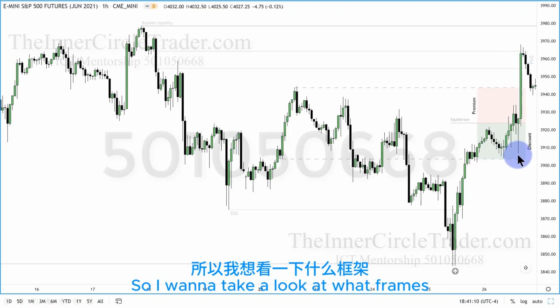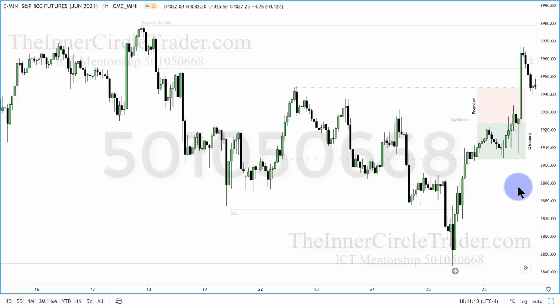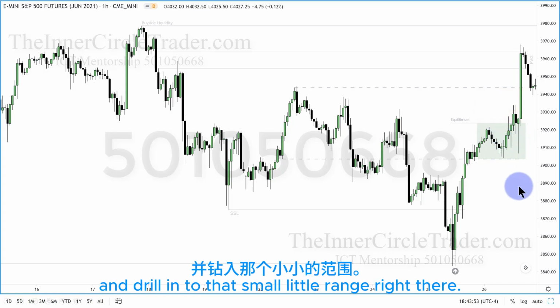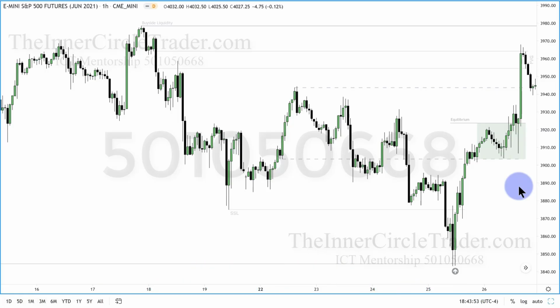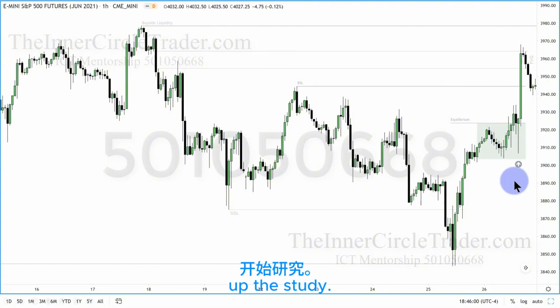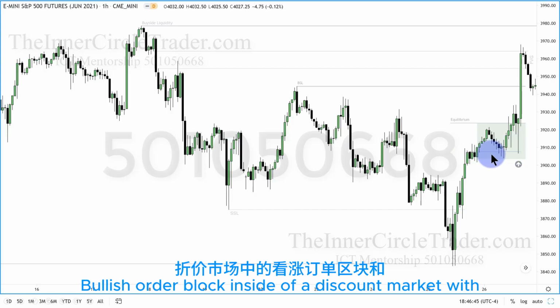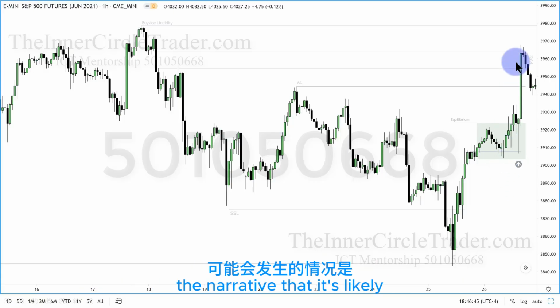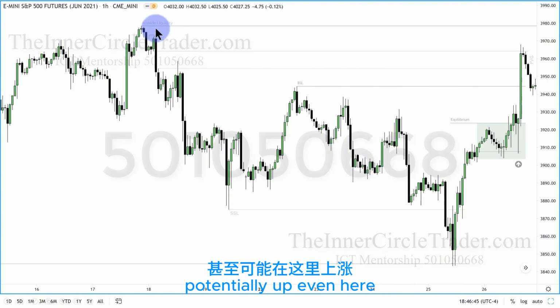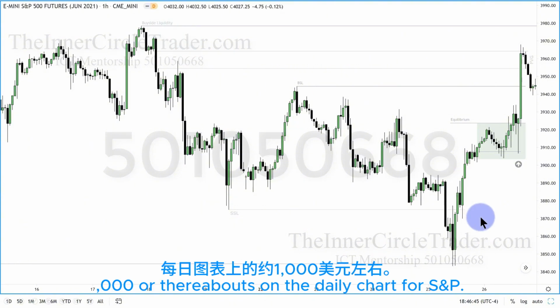So I want to take a look at what frames this whole business here and drill into that small little range right there. That candle sets up the study. This is the order block that you're going to see when we drop down into the 5-minute chart. Bullish order block inside of a discount market with the narrative that it's likely to go up into the fair value gap, run buy side liquidity, potentially up even here, and as much as 4,000 or thereabouts on the daily chart for S&P.